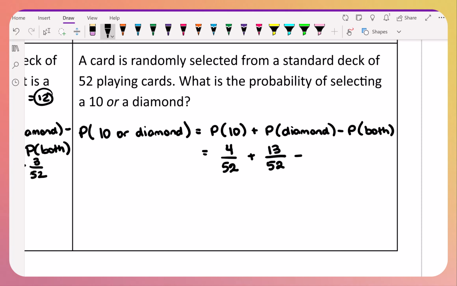And I only have one 10 that is also a diamond, so 1 out of 52. And if you type that in your calculator, simplify it, you wind up with 4 over 13.